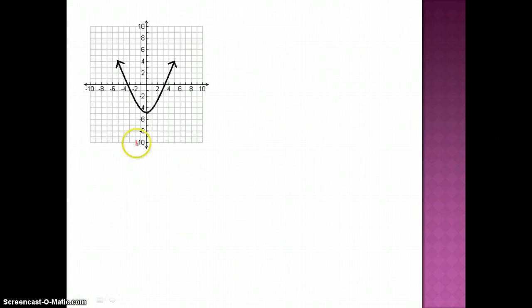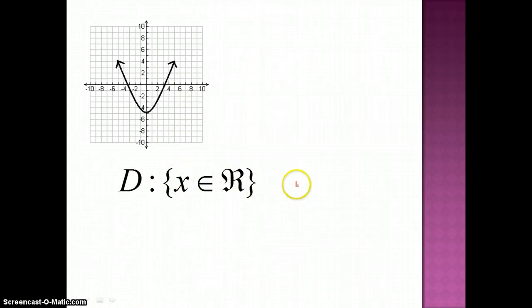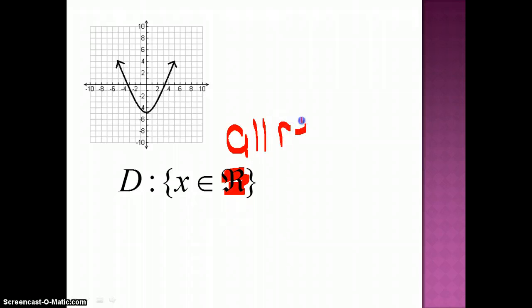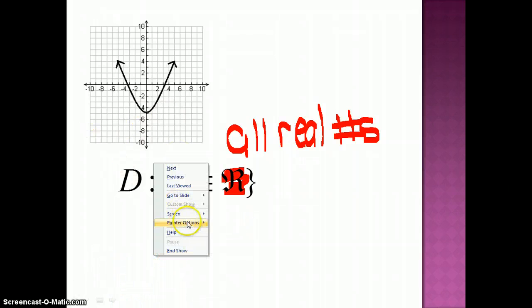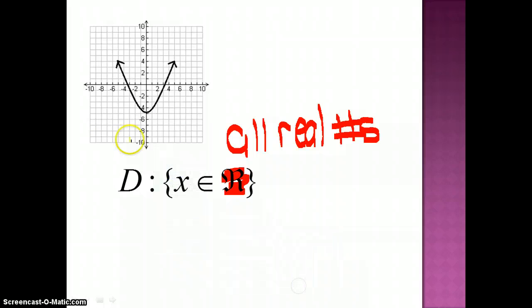Let's look at the next graph. This graph, if you look, there's no most left point and there's no most right point. So that means my domain is all real numbers. Remember, this means all real numbers. Sorry for my handwriting on here. All real numbers.